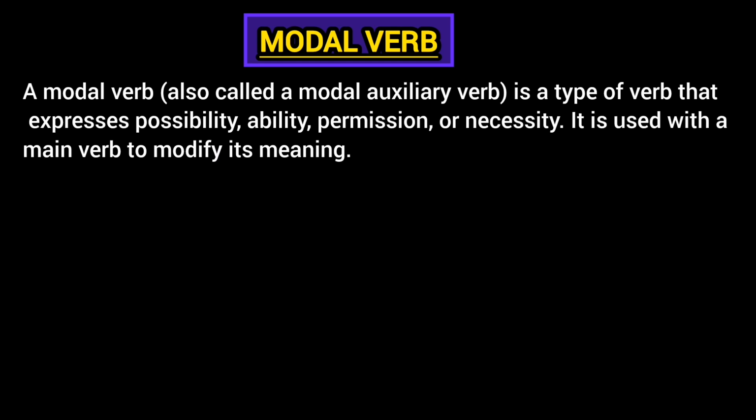It is used with a main verb to modify its meaning. What does it mean? Simply, it means that a modal verb is nothing but another kind of helping verb, or you can say an auxiliary verb. It also helps the main verb, or you can say it is used with a main verb in a sentence.